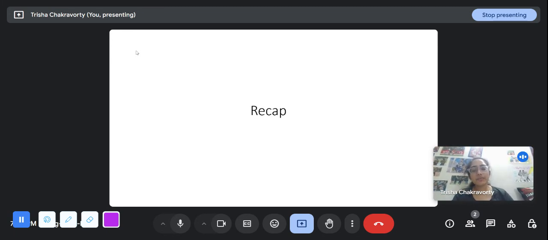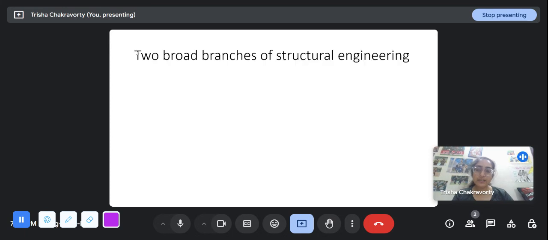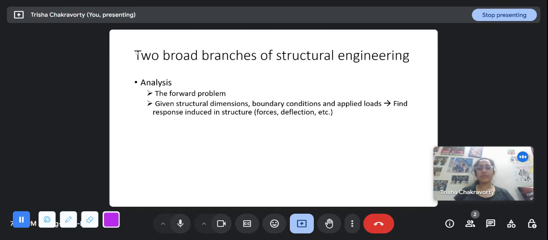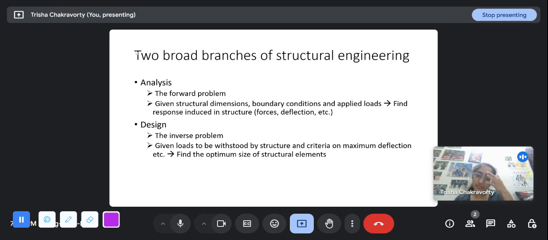I will start with a brief recap of the previous 7 weeks. We started with looking at the two broad branches of structural engineering, analysis and design. Analysis is the forward problem where we are given the structural dimensions, the boundary conditions, and the applied load, and we have to find the response induced in the structure in the form of forces or stresses, deflections or strains, and so on. And design is the inverse problem where we are given the loads that we want our structure to withstand and some criteria on maximum deflections, and our goal is to find the optimum size of the structural elements. The first part, the loads to be withstood by the structure, is commonly called the collapse limit state, and criteria on maximum deflection are called the serviceability limit state.